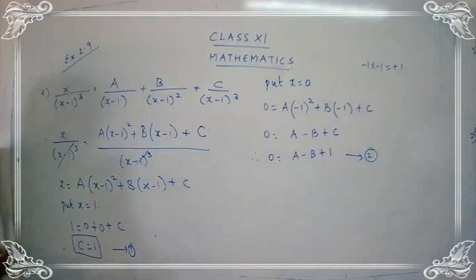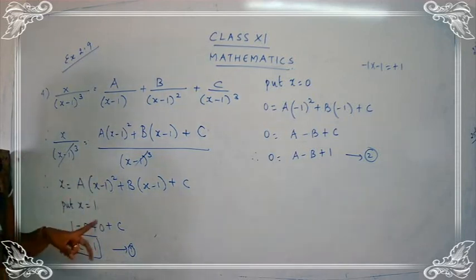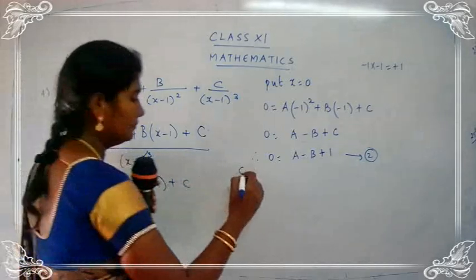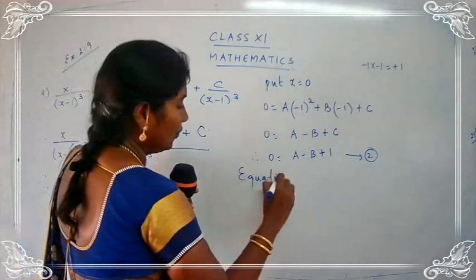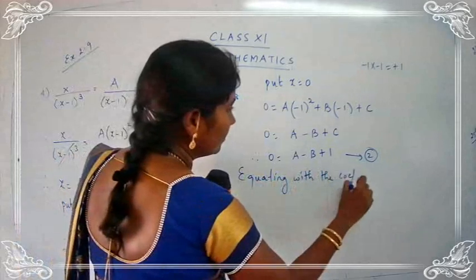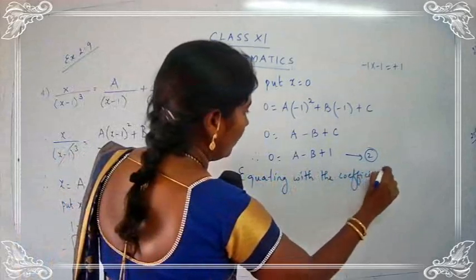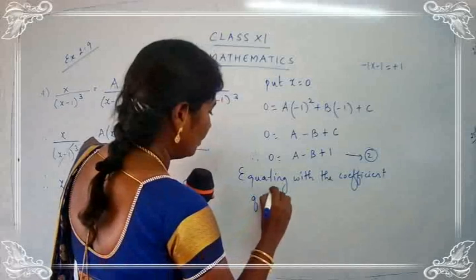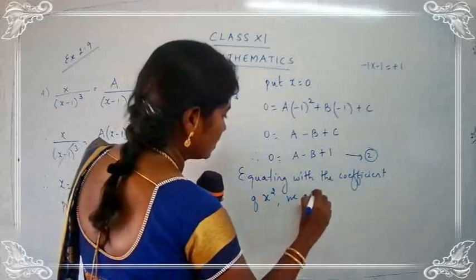So now what we are going to do is equate the coefficient of x square. Why are we choosing x square? Because that is the highest power over here. Equating with the coefficient of x square we get.